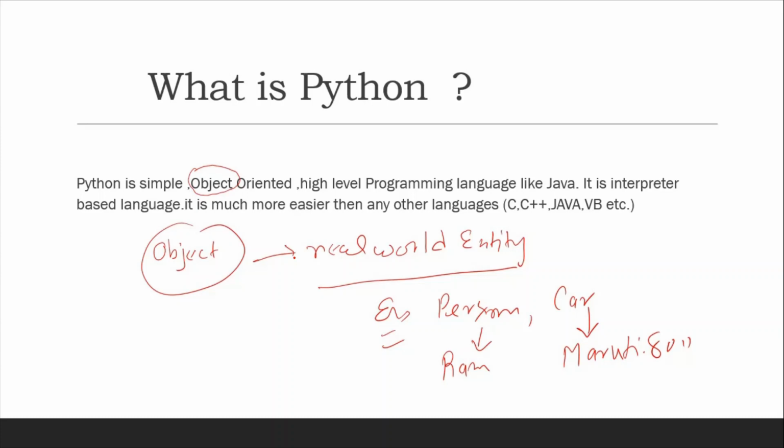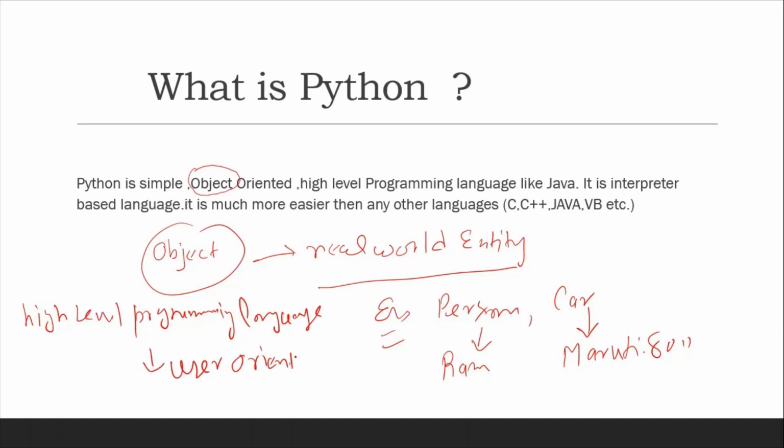And high level programming language. Here high level programming language means a language that is user oriented. User oriented means the user can easily write any program in a high level programming language. It is nearer to the user, so that the user can write his or her code in English type language, and it is a well defined English type language.